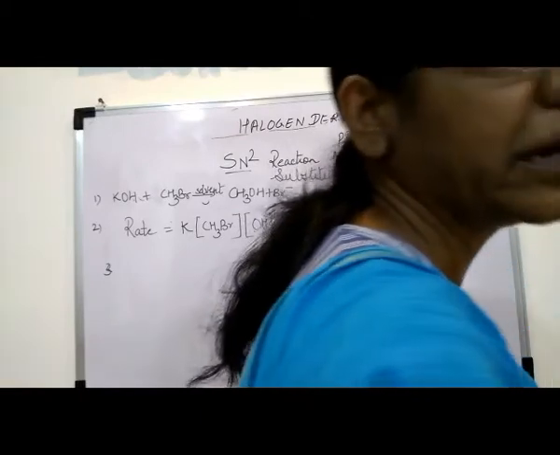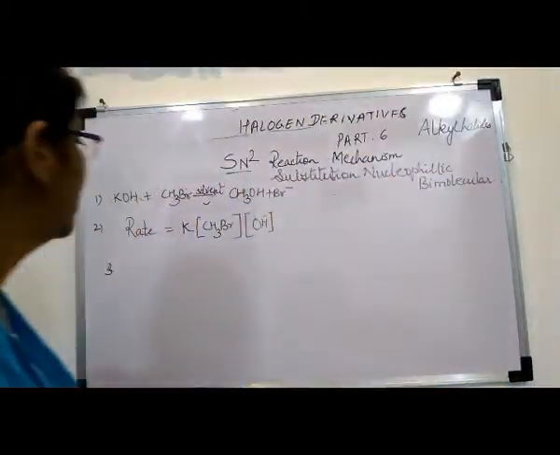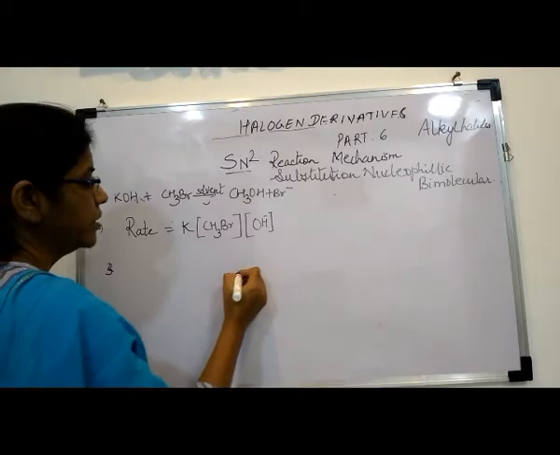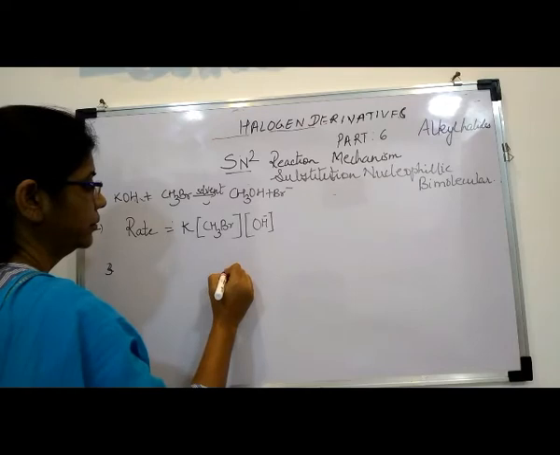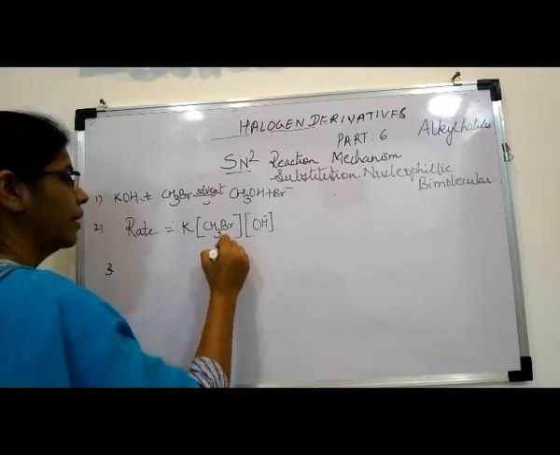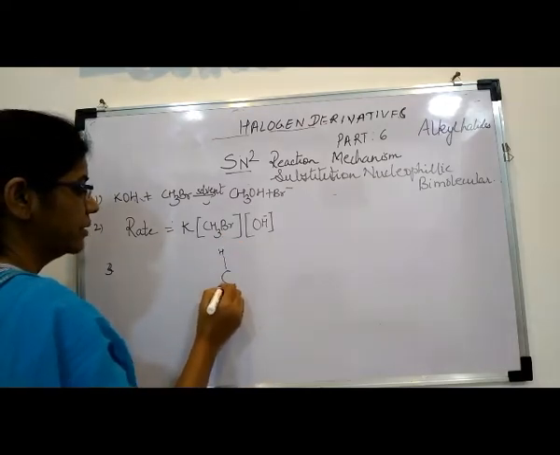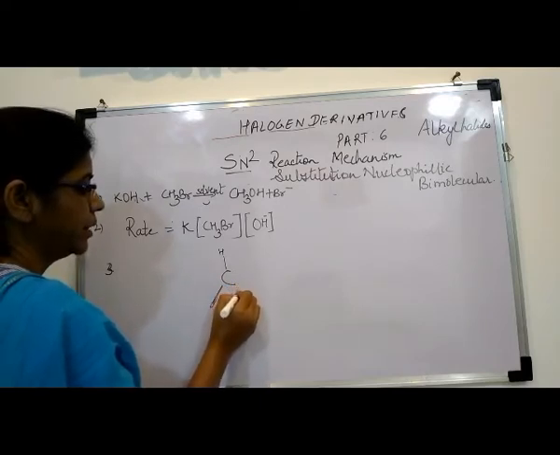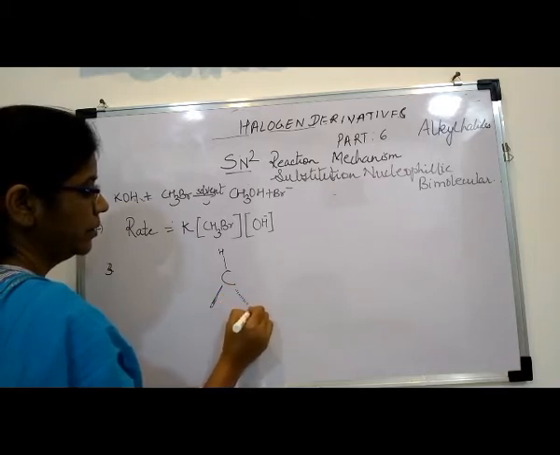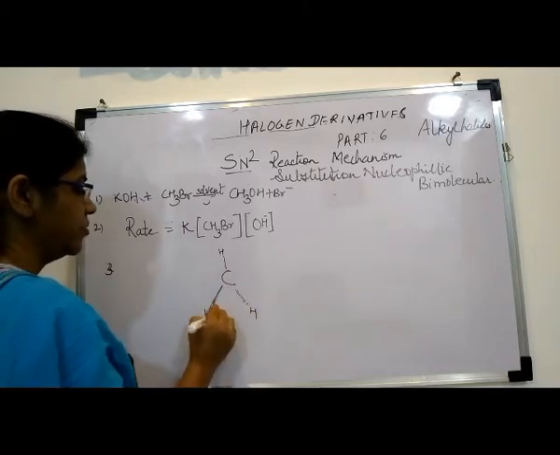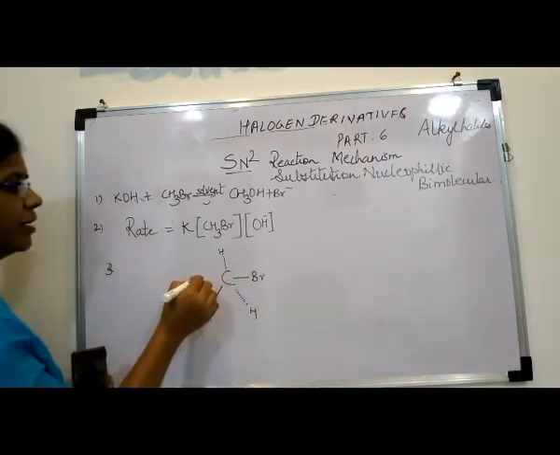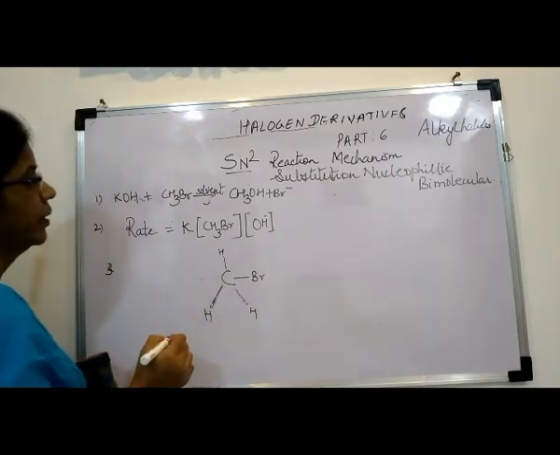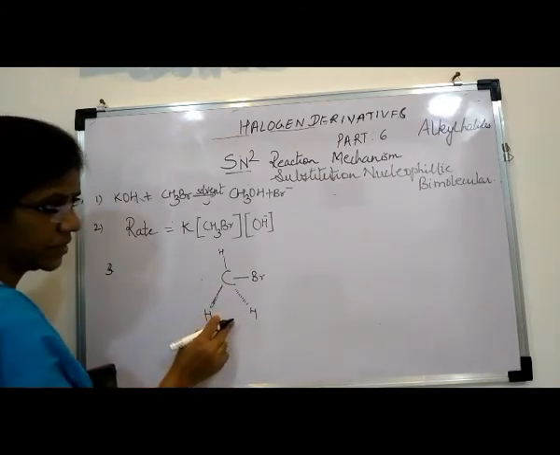How does the mechanism take place? Alright. Now, I will draw this C. Okay. H. I can draw this and draw this 3 hydrogen. Then you have this Br. You have this, okay. This is the substrate.